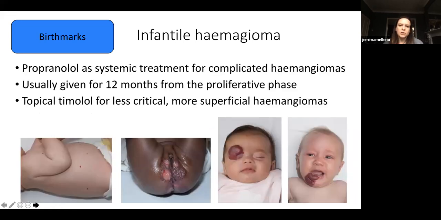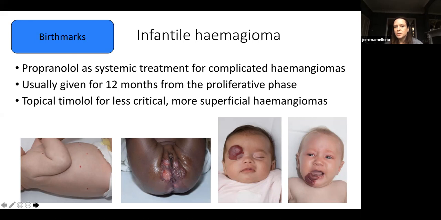Now, sometimes you get hemangiomas that are in difficult sites, and these are ones that we might now like to treat with propranolol. It was discovered a number of years ago now that beta blockers can be enormously effective to stop the proliferative phase of these hemangiomas and push them into an involution phase much earlier. So when I say complicated hemangiomas, these are some examples here.